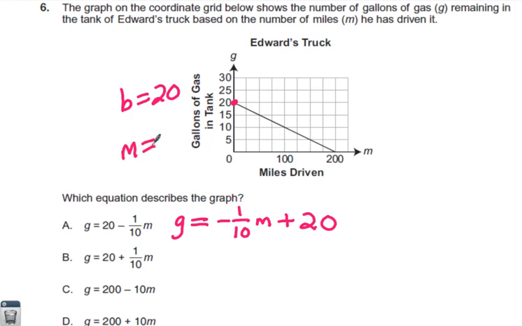let's look down here at the choices. If your b value is 20, that disqualifies C and D. And then you look at A versus B. They have a correct b value, a correct y-intercept. So the tiebreaker is going to be, is my slope supposed to be negative 1/10 or positive 1/10? I really hope you understand that we're going down and then right for my slope. It's a downhill line, and therefore my slope should be negative 1/10.